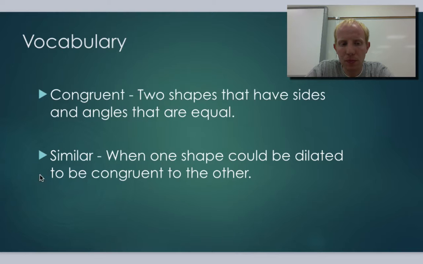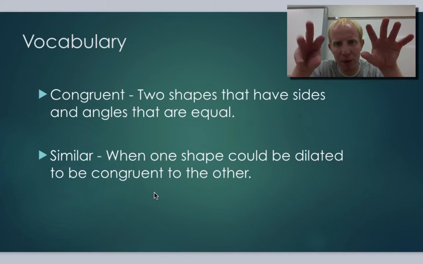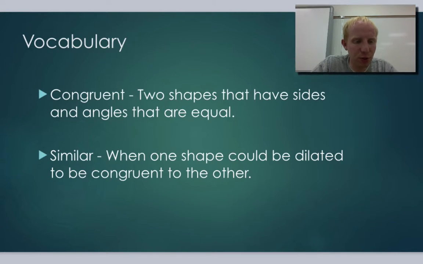Now, similar shapes are very similar. It's when one shape could be dilated to be congruent to the other shape. So you basically have the same shape just in two different spots, but one may be bigger or smaller than the other. When we're looking at similarity, we're trying to determine, are these shapes able to be dilated into the other shape? Let me just give you a visual so you can kind of see.